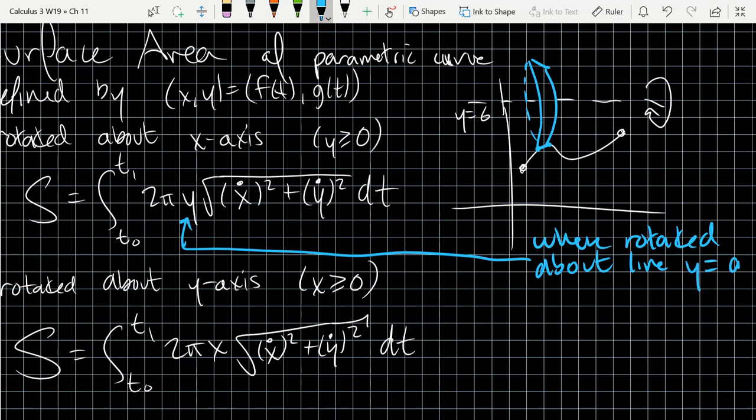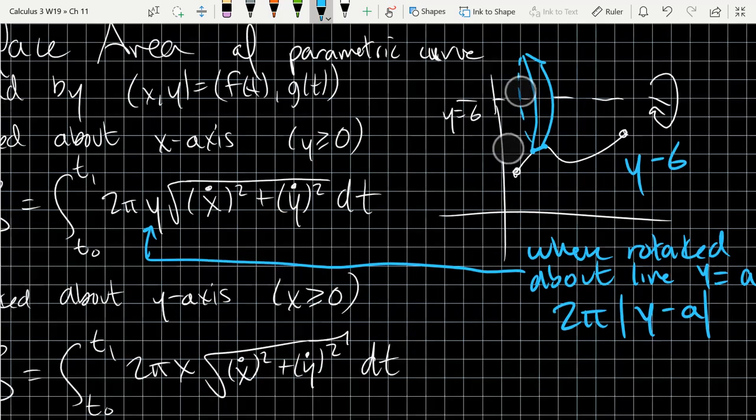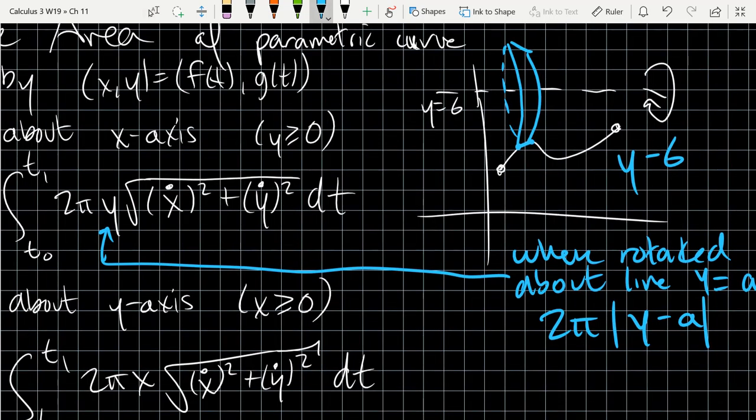So when rotated about a line y equals a instead of y equals 0, you're going to use 2 pi absolute value y minus a. Now the reason I put absolute value is because if in our example right here, if I did our current y value minus 6, would I get positive or negative? Look at where the y value is compared to 6. Is the y value of the curve ever above 6? Nope, so I get negative for all those. So that's why I put absolute value.